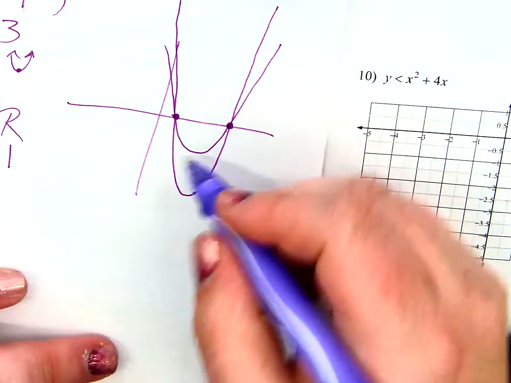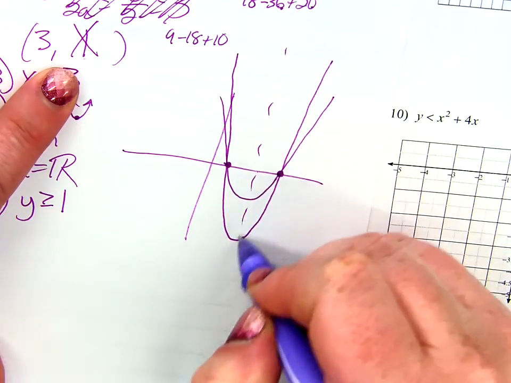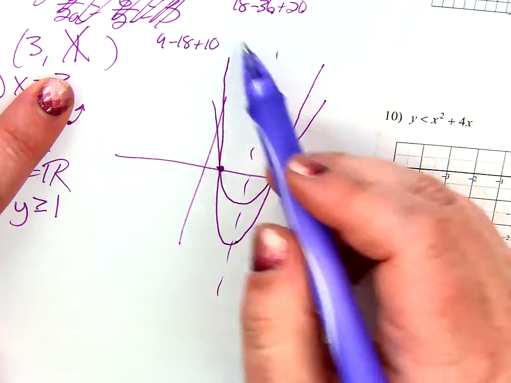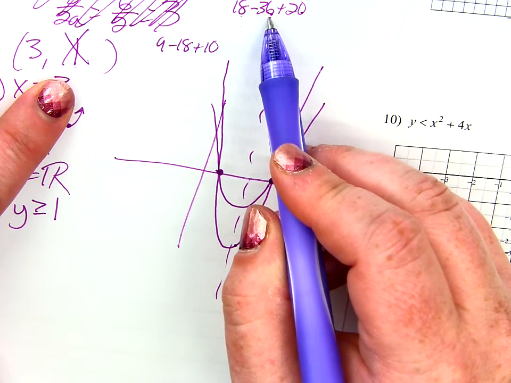No, your vertex is going to change. So it's not 1 anymore. It's still at 3, but now look at our y value. When we actually do the math, negative 18 plus 20, it's now at 2.